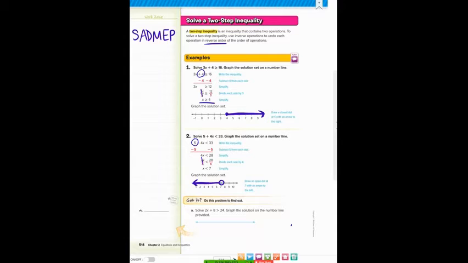Here's our graph that matches our solution. The graph shows that x can be equal to any number as long as it is less than 7. Let's try working through the got it problem at the bottom.